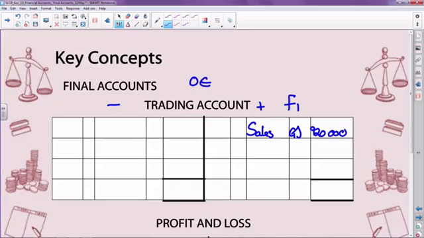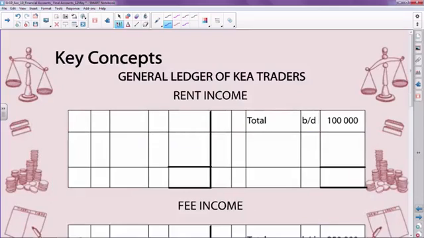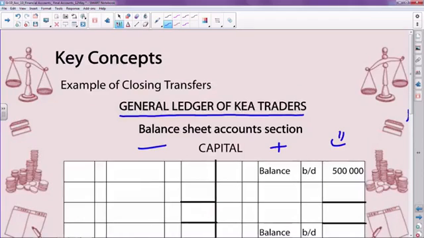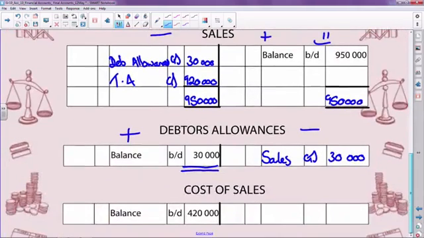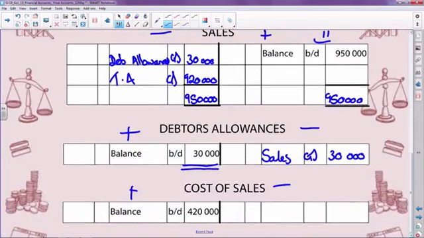What's step 3? Cost of sales. Where do I take cost of sales? Also to your trading account. So let's go and look at your cost of sales. Let's just move this down. There's your cost of sales. Remember, it's also a bad one for owner's equity. So your cost of sales, 420.